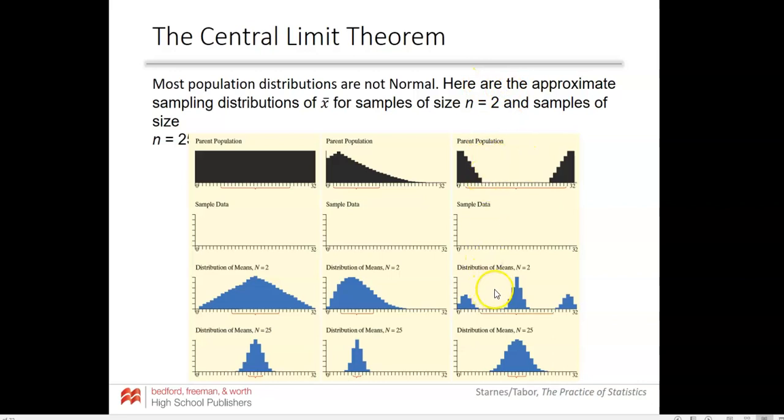If you take just samples of size 2, you're going to get trimodal data, I guess. I mean, it's kind of strange looking. But if you take a large enough sample, it's going to start looking more and more approximately normal.